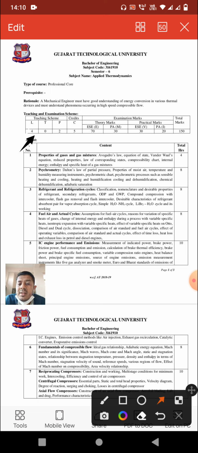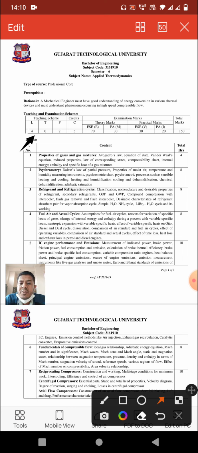Then the second chapter is the psychrometry chapter. Based on this psychrometry we will study different processes: humidity, sensible heating, sensible cooling, humidification, dehumidification, etc. All the processes we will study in this particular psychrometry chapter. We will also learn how to use the psychrometric chart in this chapter.